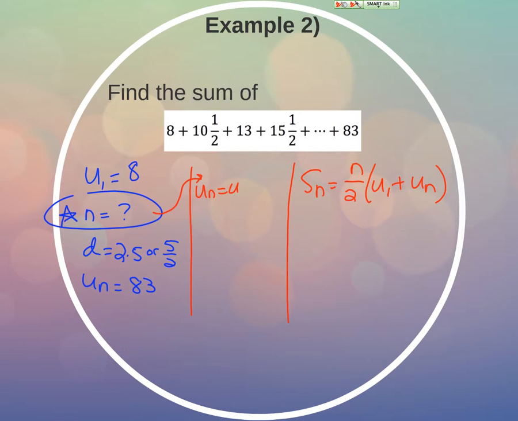So u sub n equals the first term plus n minus 1 times the common difference. I kind of got squished in my space. But if you can't read that because I got squished, where did you find that? The packet, right? We already looked at it today. So perfect, I can fit all of these numbers in here. So u sub n is 83. My first term is 8 plus n minus 1 times 5 halves, or 2.5, whatever you got there.